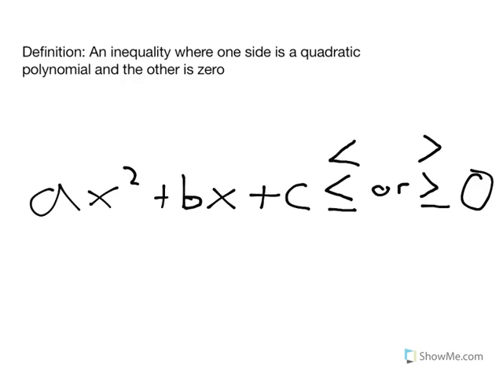Okay, so the definition for a quadratic inequality is an inequality where one side is a quadratic polynomial and the other is a zero. So the standard form is ax squared plus bx plus c is greater than, less than, less than or equal to, or greater than or equal to 0.